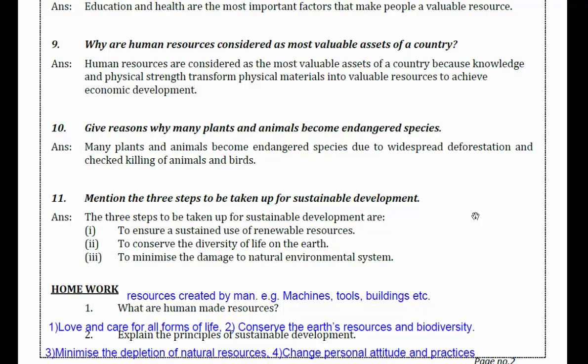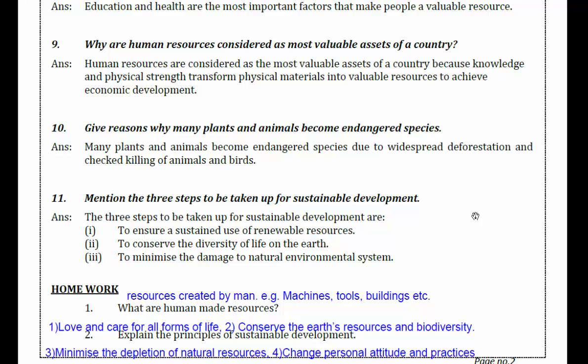Let's try to complete that homework together also. What are human-made resources or man-made resources? Resources created by men, such as machines, tools, buildings. They are all useful to us, so they are considered resources, but they are in the category of human-made resources. Okay, I'm sure you have understood this one.